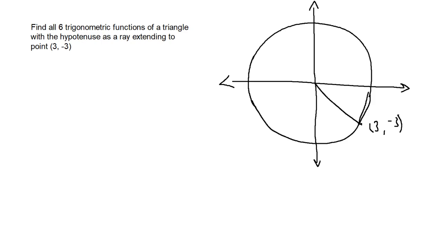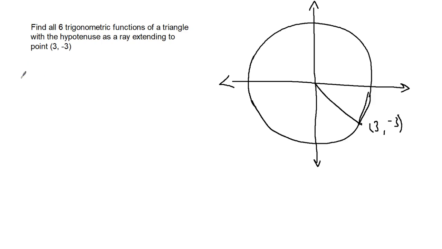Find all 6 trigonometric functions of a triangle whose hypotenuse is a ray extending to the point 3, negative 3. This is a little bit hard, partly because it's not a unit circle, right? If it's a unit circle, we can just calculate it, bam, done.